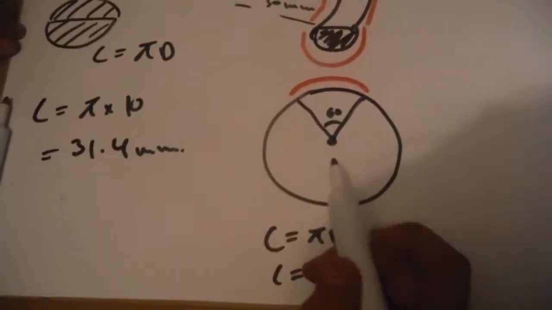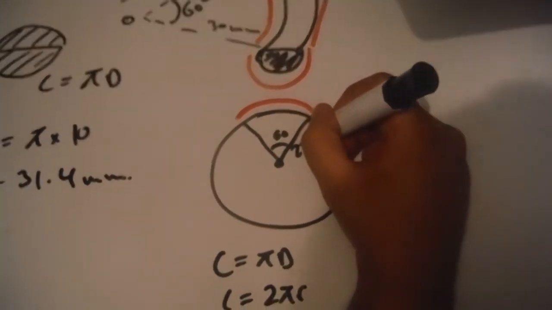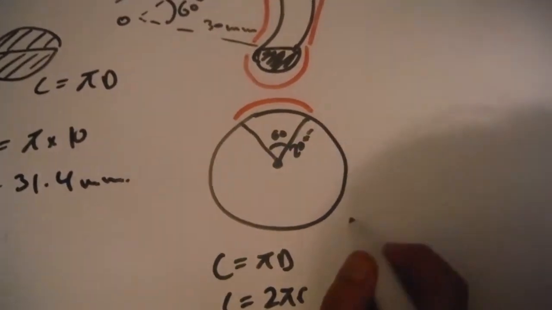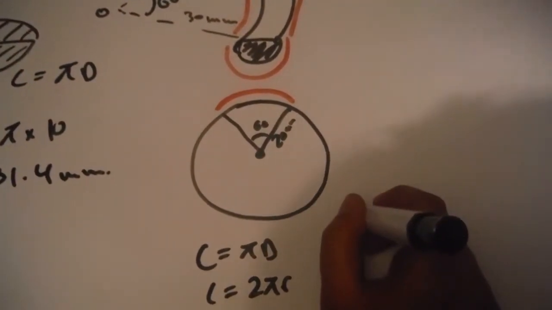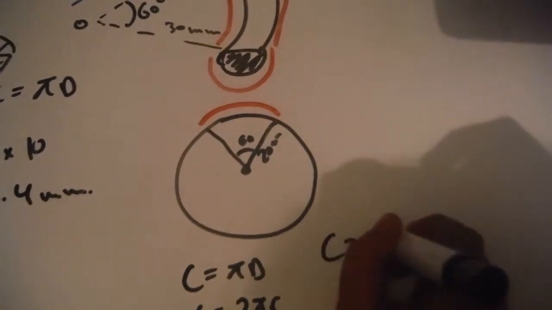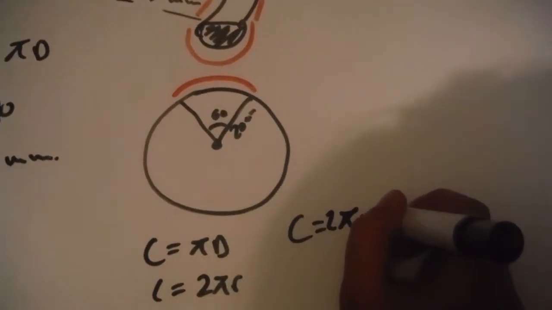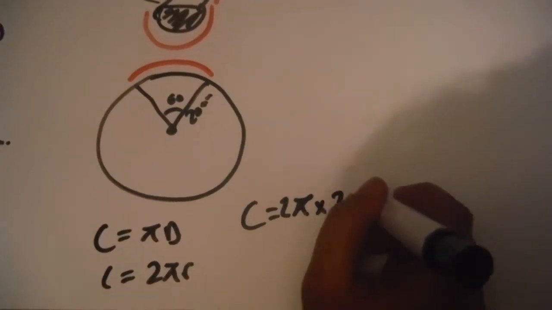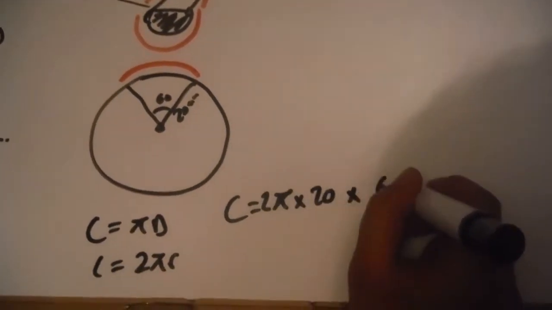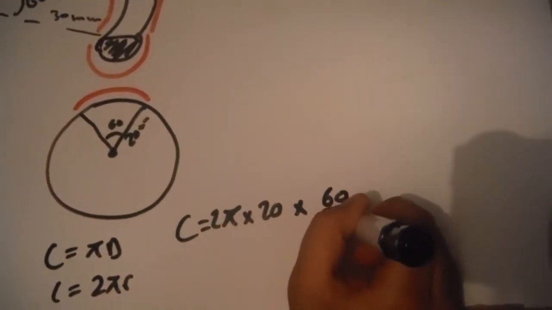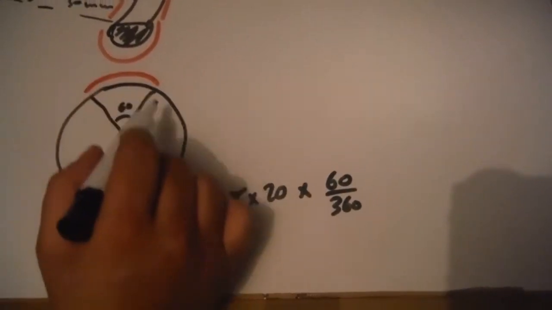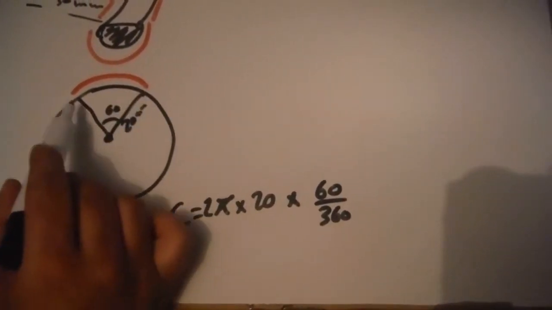So we know that this is 20 millimeters, right? So the circumference is going to be 2 times pi times the radius, which is 20, but we're also going to times it by 60 over 360, because remember, we don't want the circumference of the whole thing, we only want it for this part.